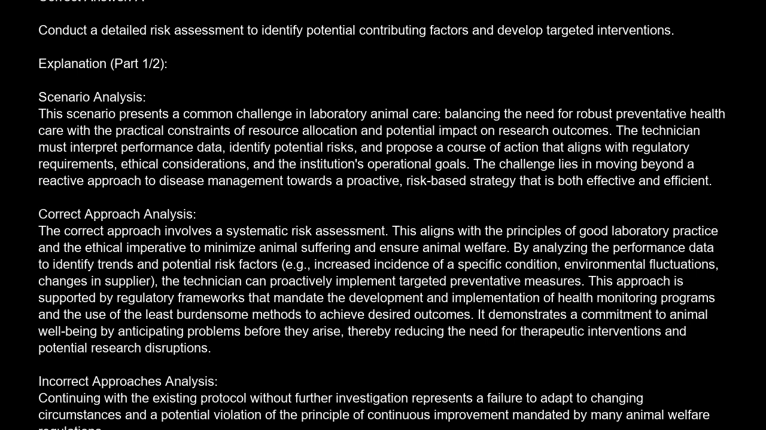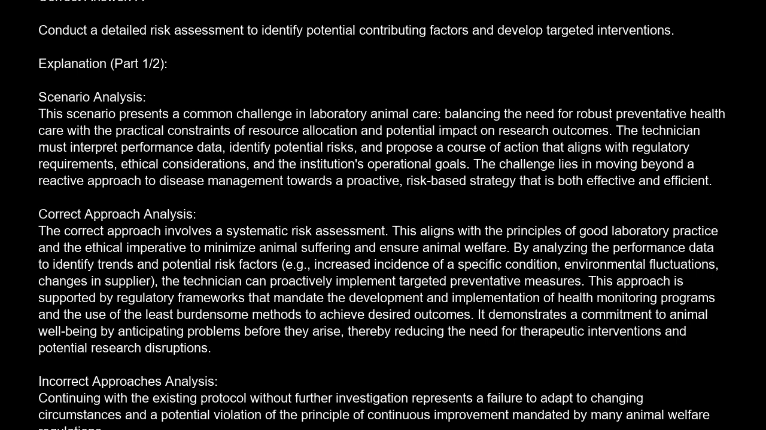The technician must interpret performance data, identify potential risks, and propose a course of action that aligns with regulatory requirements, ethical considerations, and the institution's operational goals. The challenge lies in moving beyond a reactive approach to disease management towards a proactive, risk-based strategy that is both effective and efficient. Correct approach analysis. The correct approach involves a systematic risk assessment.